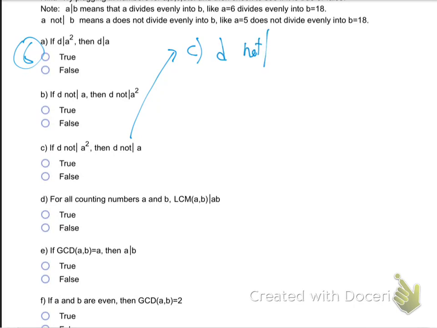Here, and it says, if D does not divide into A squared, then D will not divide into A. Yeah. All right, try that out. So you got to meet their if, right? To address an if-then statement, you got to meet their if. So meet their if there. If D does not divide into A squared.